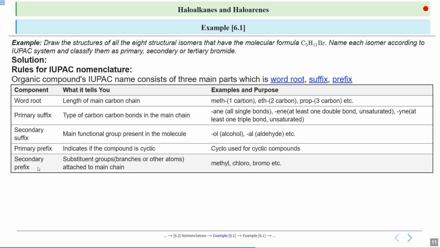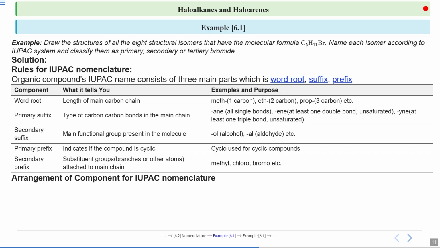Next component is the secondary prefix. It tells you the substituent groups, branches, or any other atom that is attached to the main chain, that is, to the parent chain. Either it is a functional group or an alkyl group. For example, we use methyl for CH3, chloro for chlorine, bromo for bromine if it is present as a substituent group in the parent chain. So these are the main parts which you have to consider while naming an organic compound according to IUPAC.